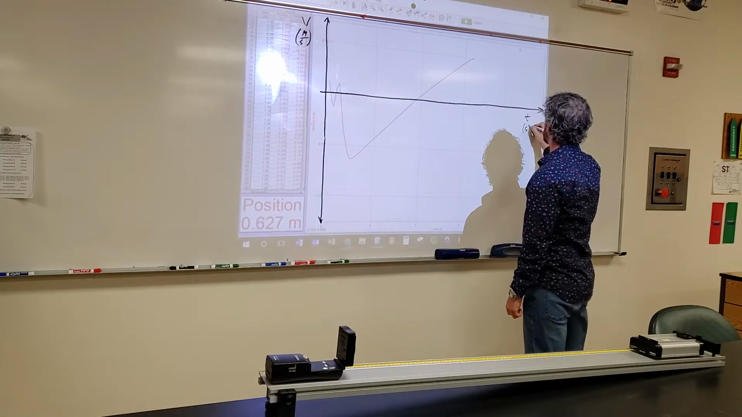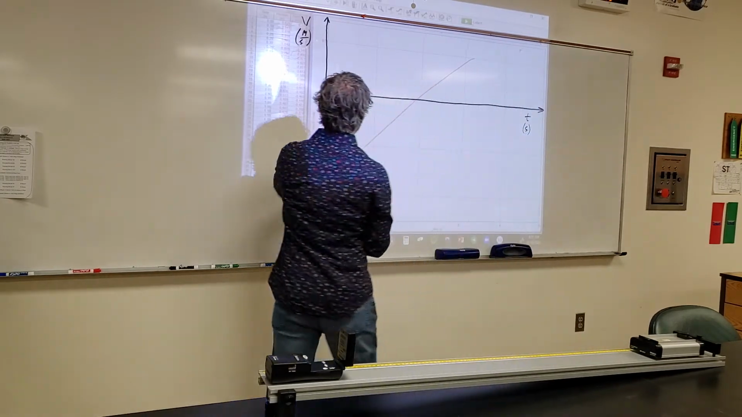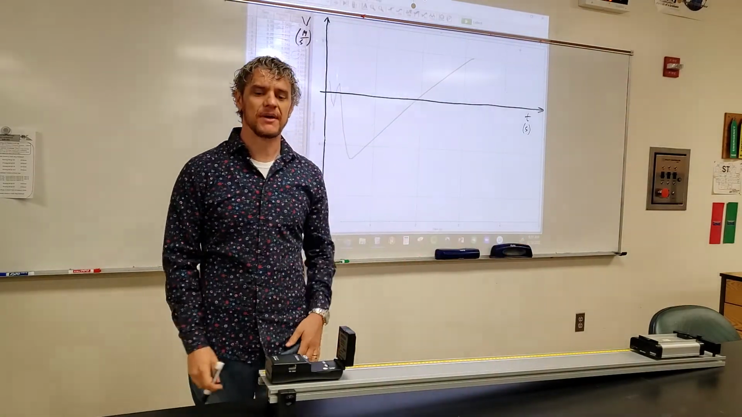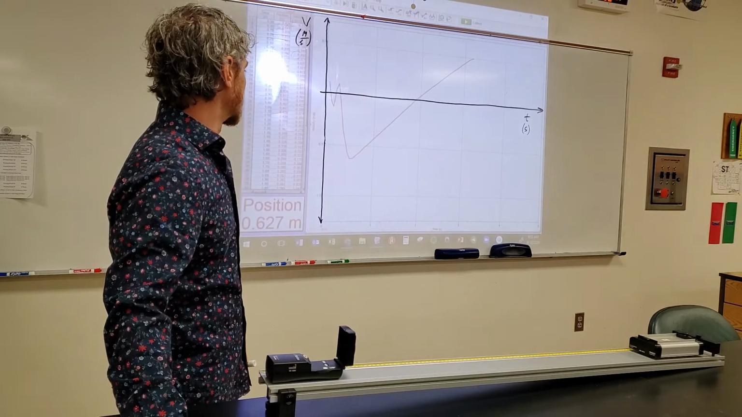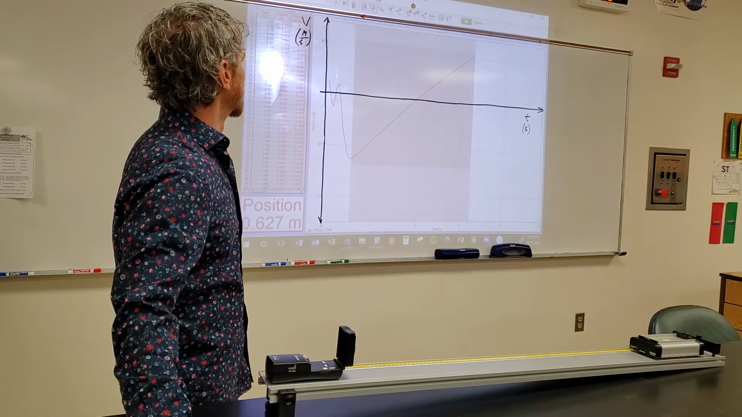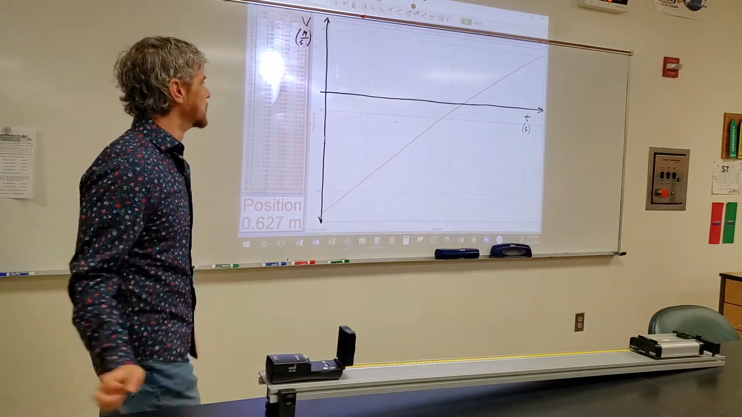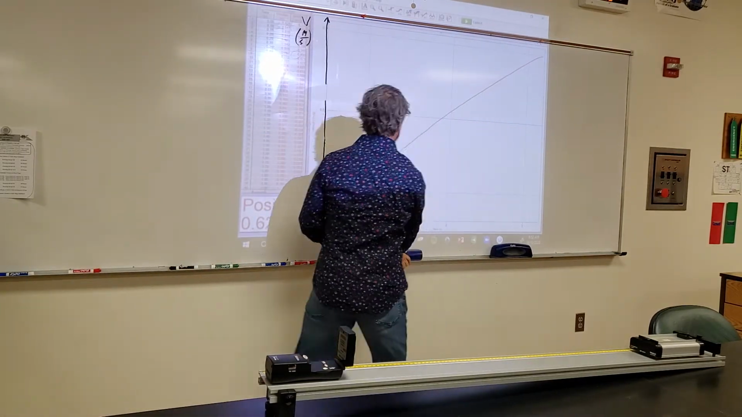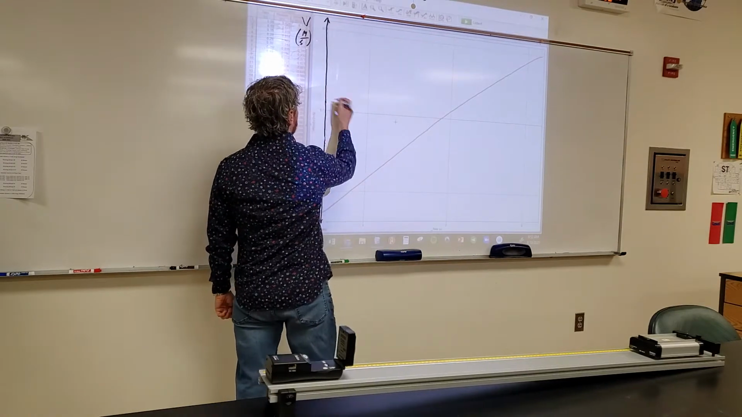Again in seconds. And we're gonna ignore this part of the graph. That's when I was actually causing a different acceleration by pushing the cart. So let's go ahead and zoom in. We'll zoom in so we're just talking about the motion of the cart as it's moving freely. And of course that changes the time axis, so sorry about that. You're gonna have to bear with me here.